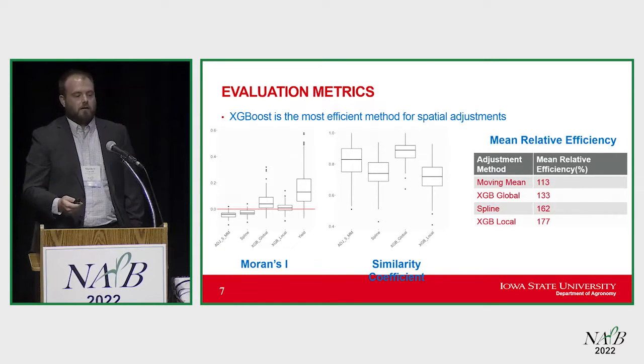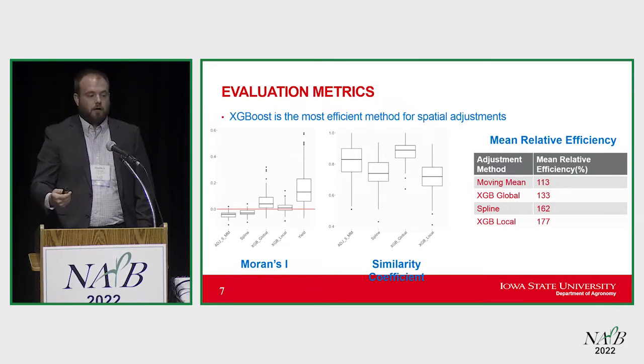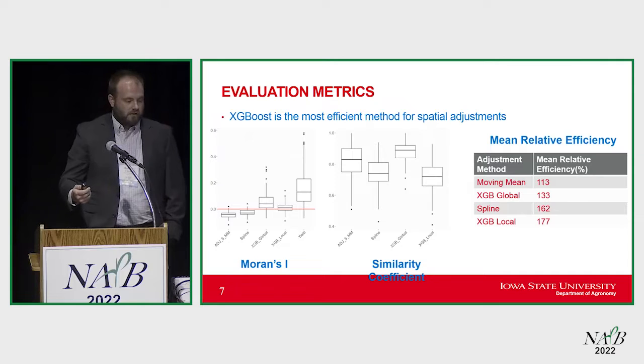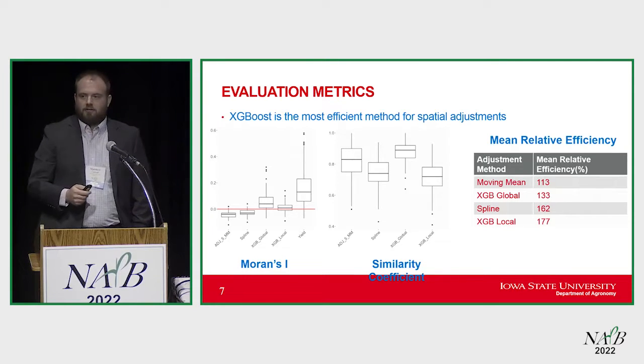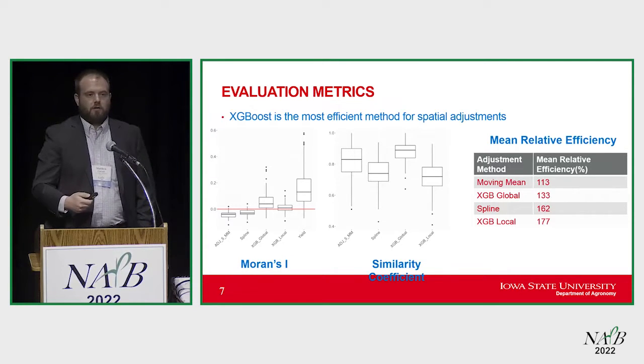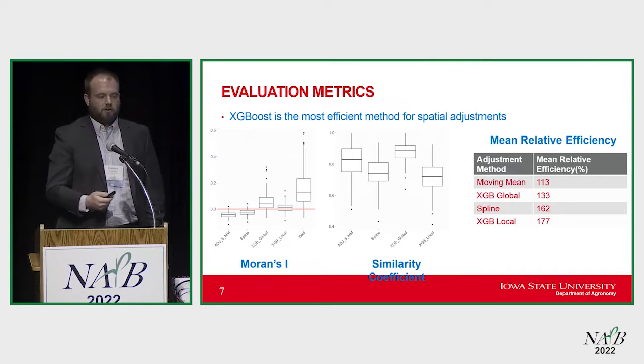And once again, what we see here is that the XGB local model does have the least similarity with no adjustment. Being different doesn't mean that it's better. It just means that there'd be less overlap between doing no adjustment and this sort of adjustment method.